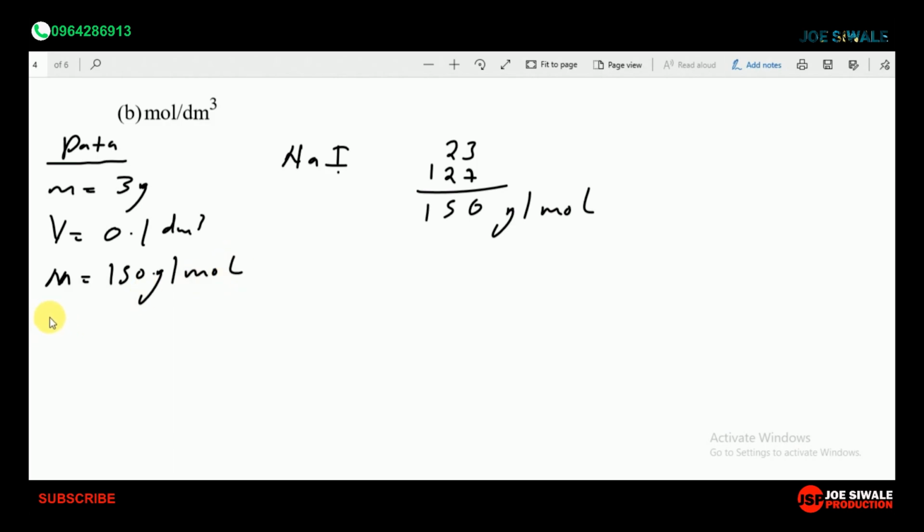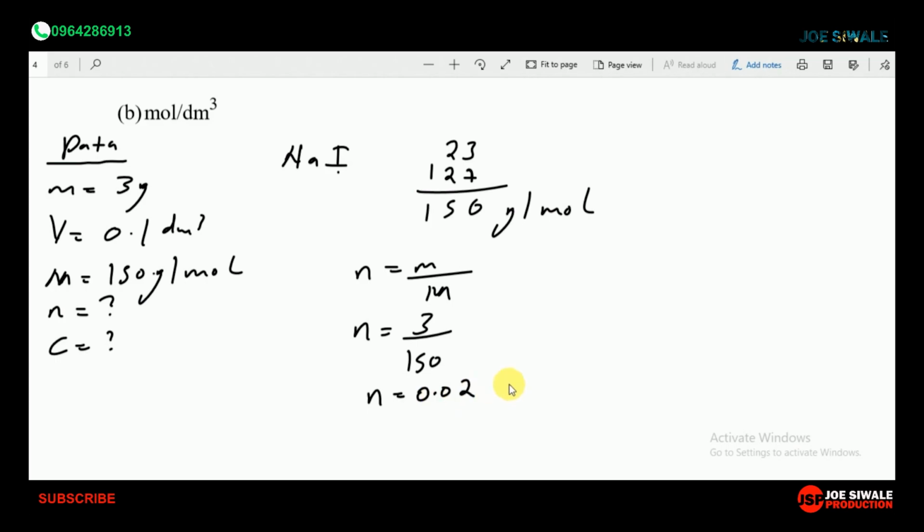And we don't know the number of moles and we don't know the concentration. So the first thing that we're supposed to do is to calculate the number of moles. Number of moles is equal to mass divided by the molar mass. The mass is 3 grams divided by the molar mass we have calculated as 150. Number of moles is equal to 3 divided by 150, you're going to have 0.02 moles.